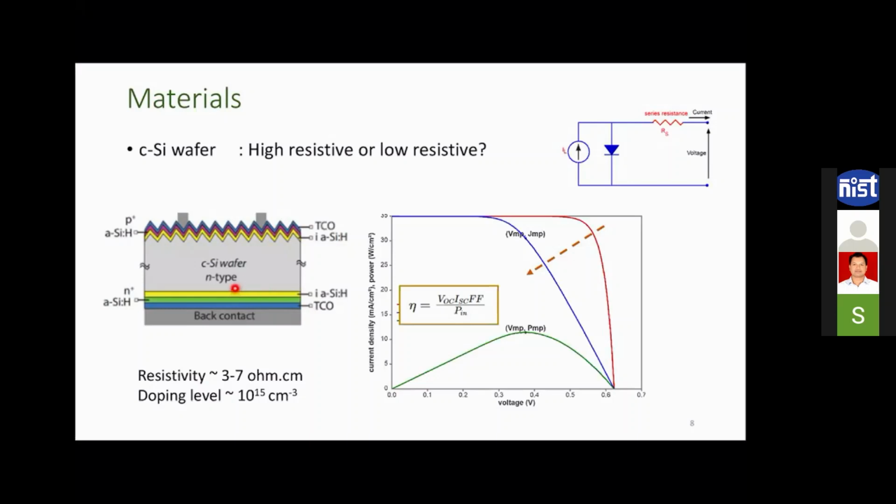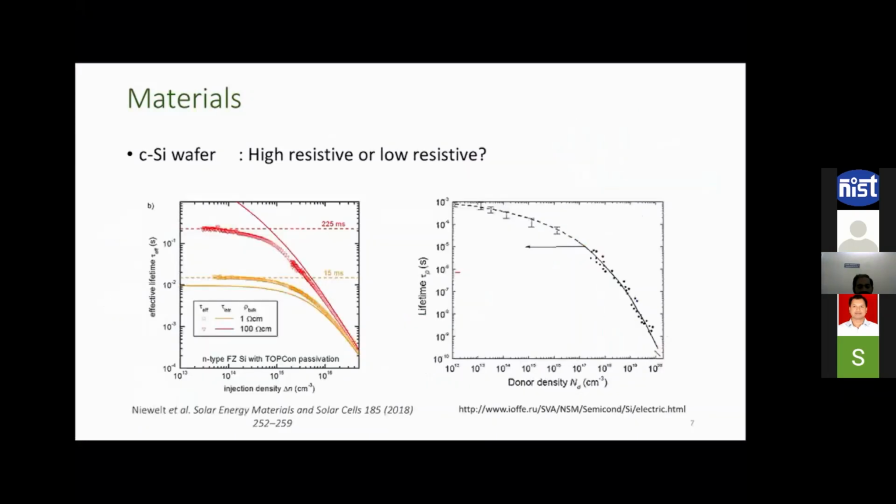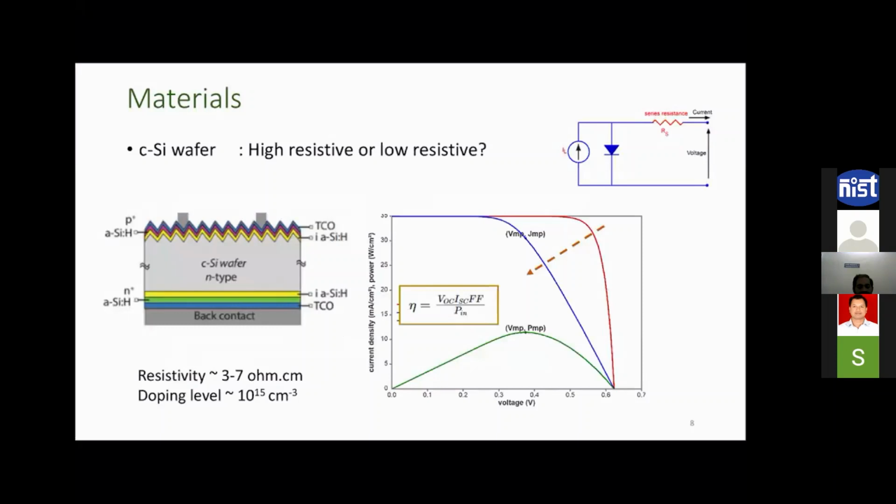So very high resistive wafer is not going to work for you, nor does a low resistive wafer, because if you choose low resistive wafer, the lifetime will be less. If you choose high resistive wafer, the series resistance effect will be high. So what to do? So in industrial silicon solar cell, the standard protocol is to use crystalline silicon wafer resistivity of the order of 3 to 7 ohm centimeter. This gives a doping level of around 10 to the power 15 per centimeter cube in case of an N-type crystalline silicon.